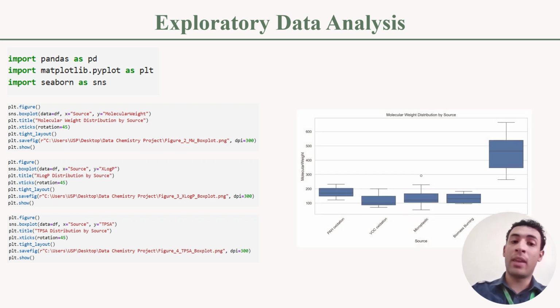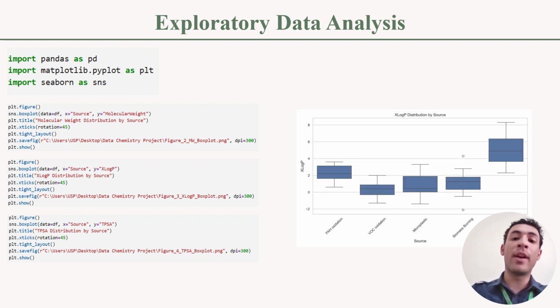Graph 1 is the first descriptor analyzed, molecular weight. PFAS compounds showed the highest molecular weights, indicating larger and more complex structures. VOC oxidation compounds show the lowest values, consistent with smaller atmospheric oxidation products.